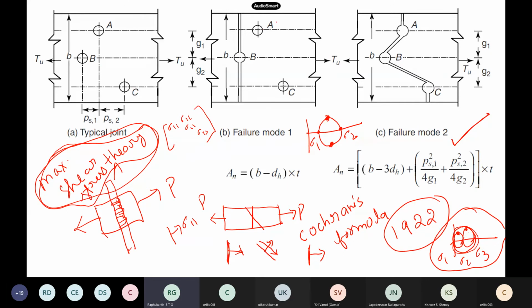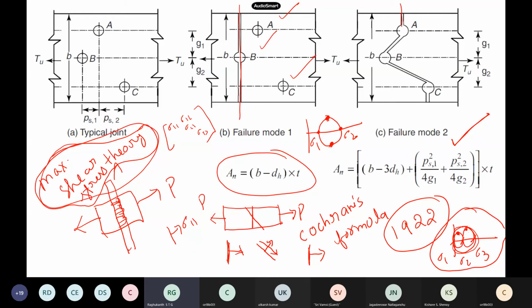So now if I have A, B, C, this is a staggered bolting, say. But the problem with staggered bolting is you can have several failure paths, so you have to calculate all of them. So this is one failure path. Okay, this is my failure mode 1. So here the tensile area will be simply (B minus D) into T, because only one hole is contributing.